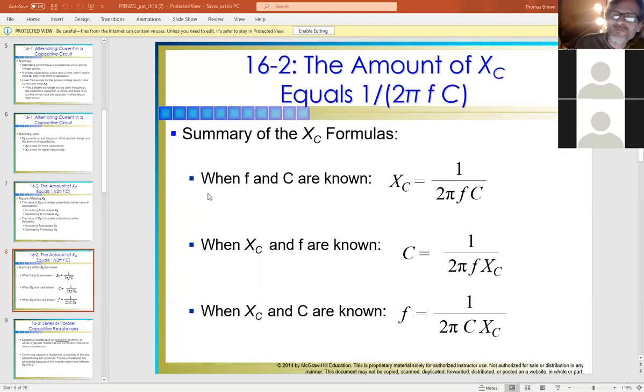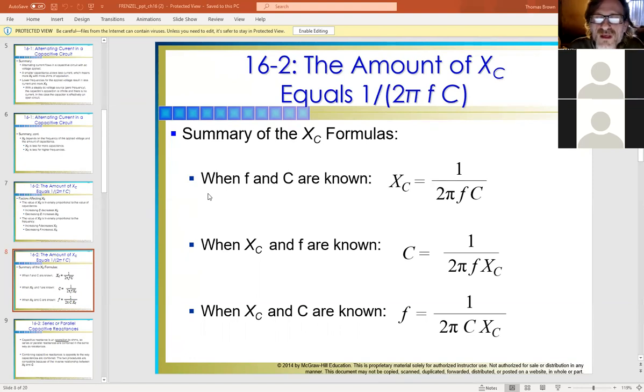So here's playing around with our little rule here, right? We have a formula where X of C is equal to 1 over 2 pi f C. I'll have a sheet printed out for you tomorrow, and it's got more on it than this, but this applies, so you'll be able to look at what a specific circuit is with the formulas involved.